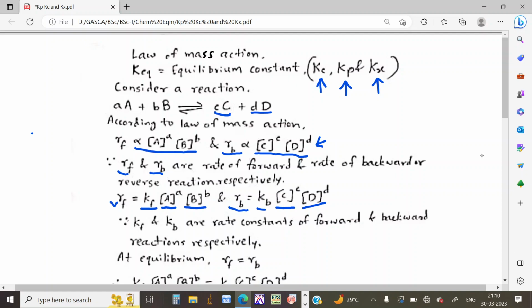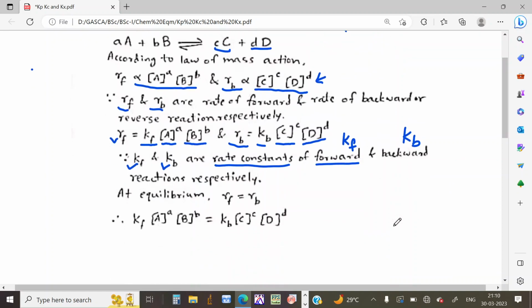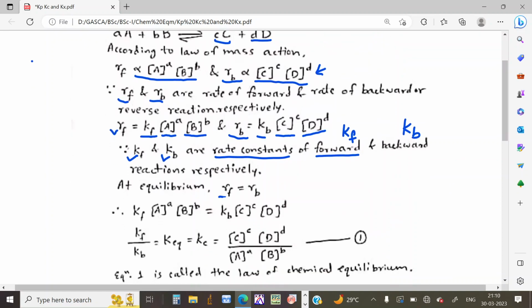Okay, where Kf and Kb, the proportionality constants, are the rate constant of the forward reaction, that is Kf, and the rate constant of the backward reaction, that is Kb. Now, at equilibrium, the rate of forward reaction becomes equal to the rate of reverse reaction. Rate of forward is equal to rate of backward reaction. Okay, so Rf is equal to Rb.